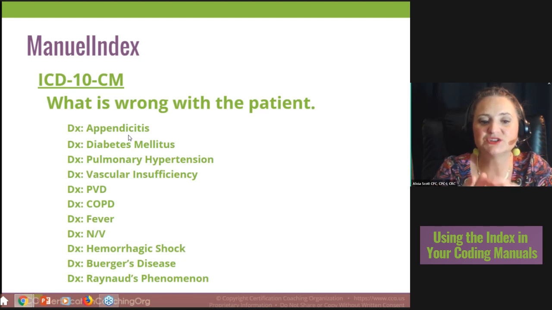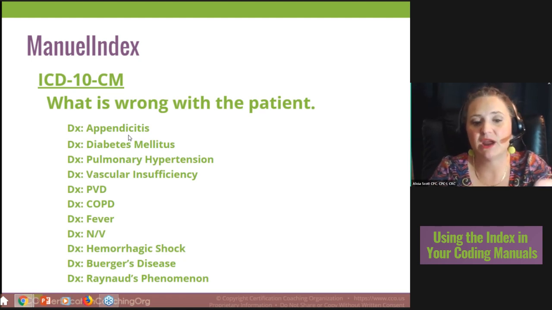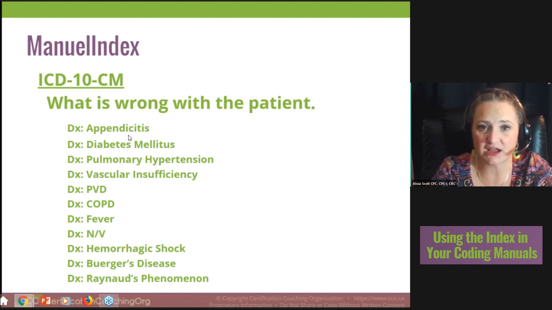And then let's go into hemorrhagic shock. What do we look up? Do we look up hemorrhagic or do we look up shock? Well, what does the person have? They don't have hemorrhagic. Now you can have hemorrhaging, but hemorrhagic is a description. It is a type of shock. So you're going to look up shock, and then you're going to look up hemorrhagic.